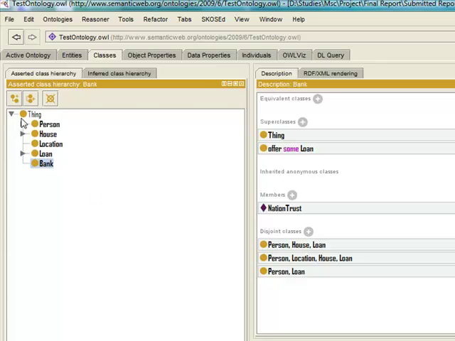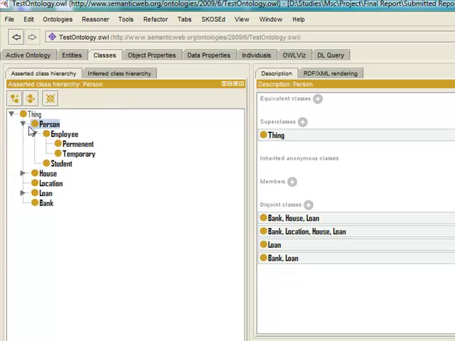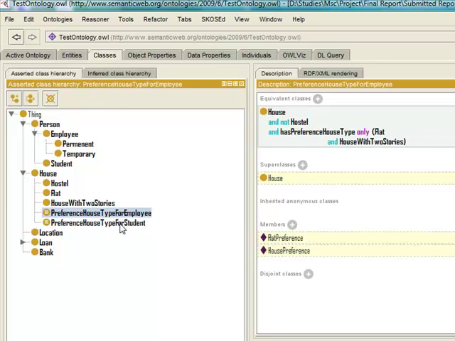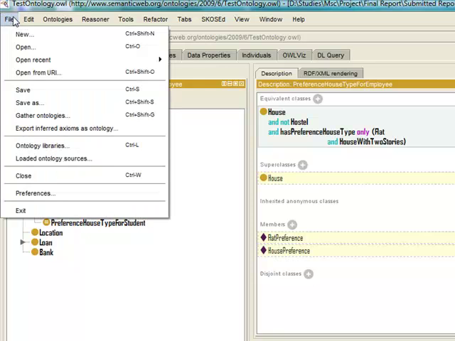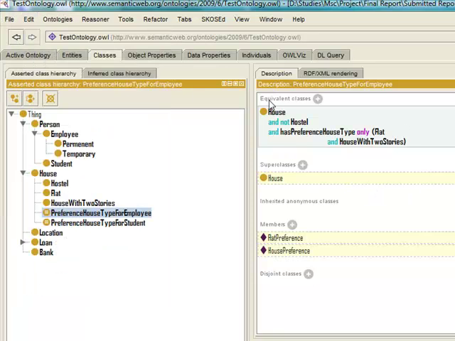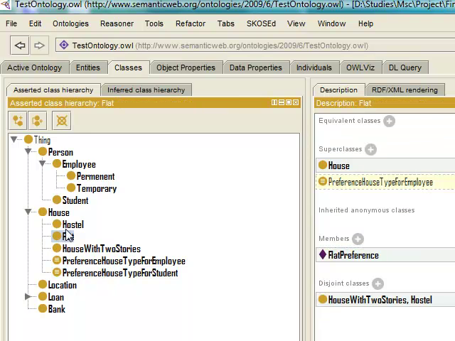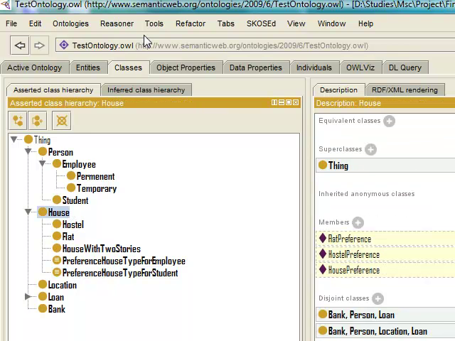So here you can see the asserted class hierarchy, the way the ontology or the domain is defined. When I am using the select inference engine, you can see this particular preference house type for employee type is a house, and this is how it's been defined, this equivalent class. Let's see what happens when I apply the select inference engine on top of this ontology.